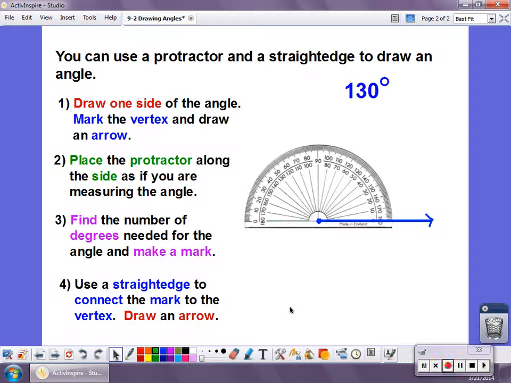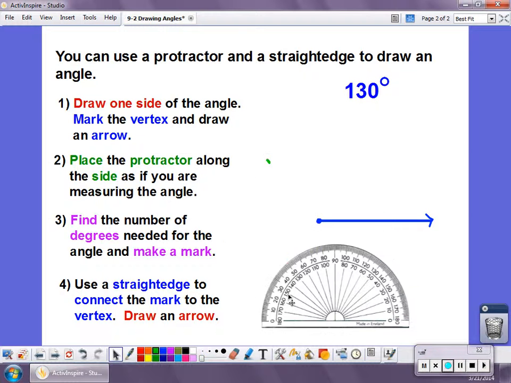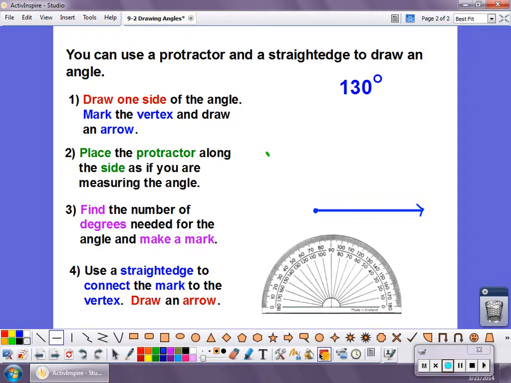All right, so now I need 130 degrees. Starting here at 0, go all the way to 90, 100, 120, 130, right here. Again, if I were to pick this 130, that's going to give me an acute angle, and I know I want something that's obtuse, so I'm going to use that 130 there. And my last step, connect these together.